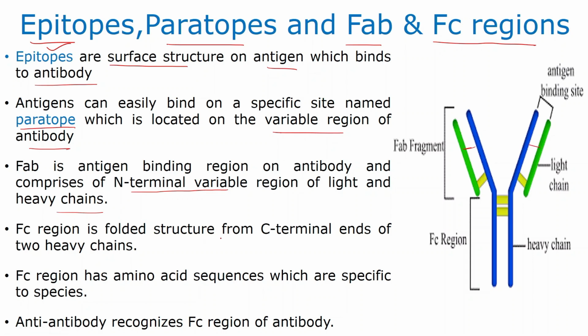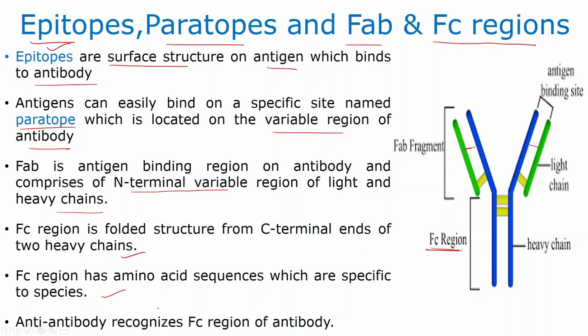Now the Fc region folds from the C-terminal ends of the two heavy chains, and the pFc region, as I told you, is the crystallizable region, which has amino acid sequences that are specific to the species. As I've told you, these are specific to the species, but among species they can vary.